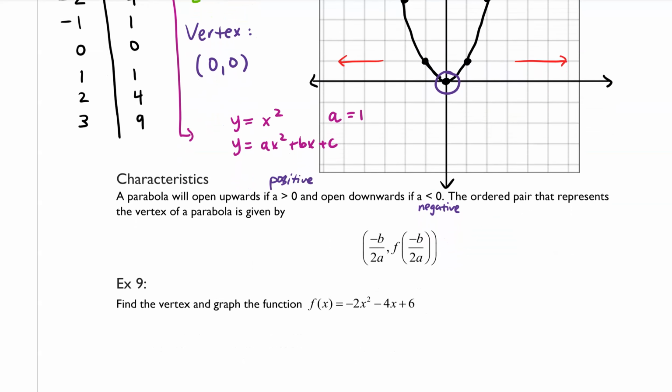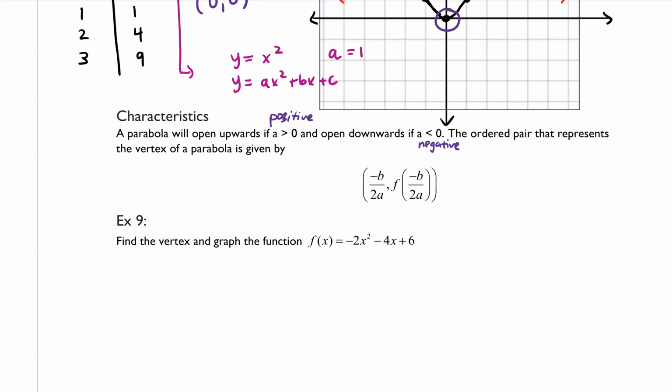Another thing that turns out to be really important is the ordered pair that represents the vertex of a parabola is given by this ordered pair. So we're going to probably use this a good amount in these few sections. So the input coordinate is negative b over 2a, and then the output coordinate for the vertex is just going to be whatever you get when you evaluate the function at negative b over 2a. So again, this is the ordered pair for whatever the vertex is. And we'll use that in example 9.